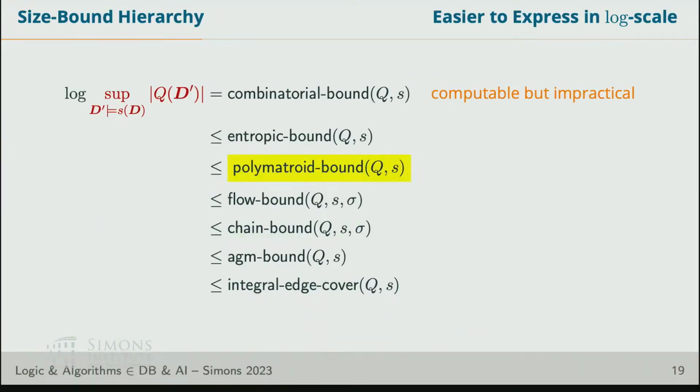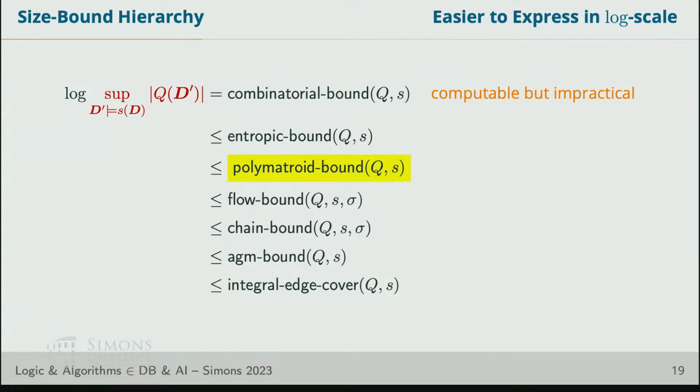Okay, so remember that we are interested in this quantity. What is the maximum output size of a query over all databases satisfying a given collection of degree constraints? So S D is what we know, and we want to maximize over all of the D prime that satisfies the same degree constraints. Okay? And for convenience, we will actually upper bound the log of this quantity. You will see why in a moment.